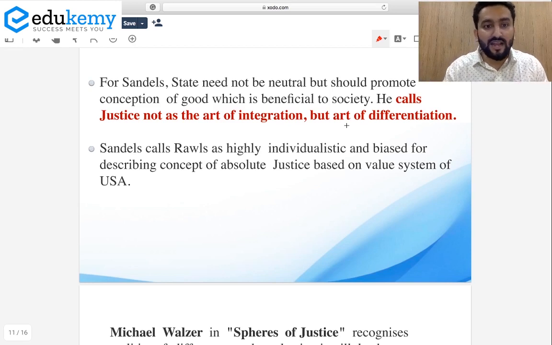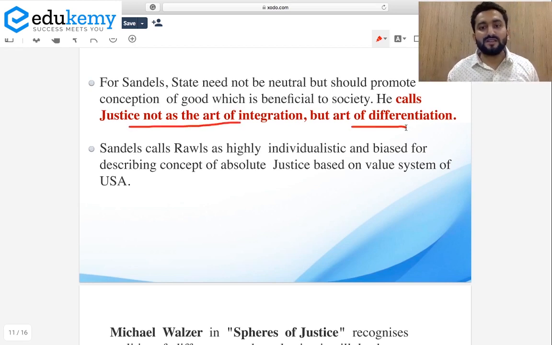Because he says that justice is not an art of integration, it's a differentiation. You cannot say that okay, we can consider what are the individual rights and collectively then we can decide what is right for community. It can be otherwise. It may be possible that what some people are considering as good for them using their individual right may not be good for overall community.